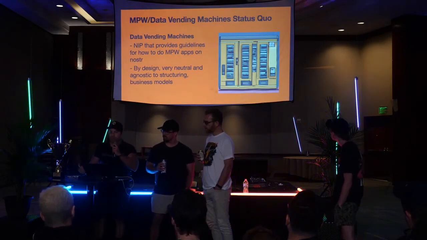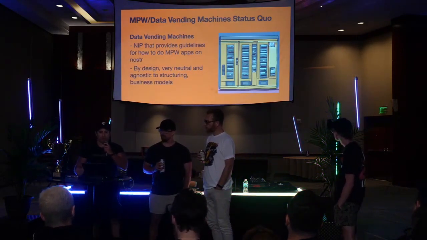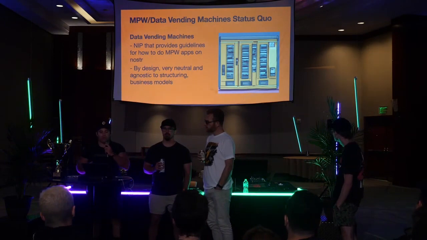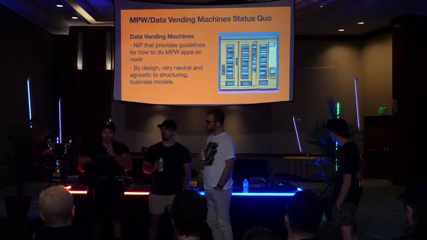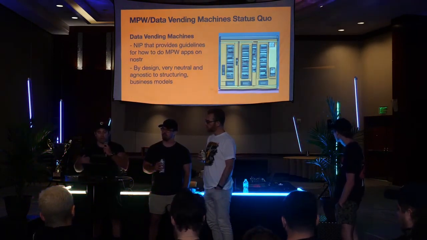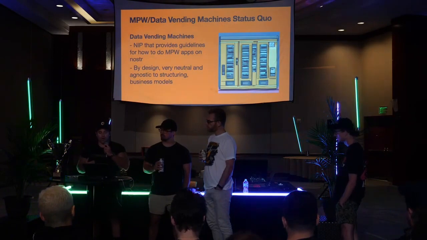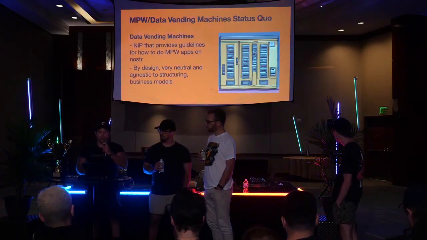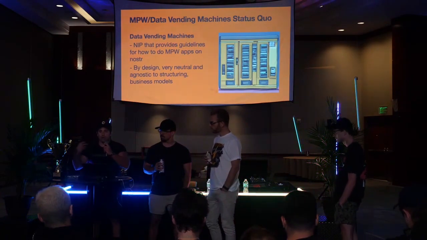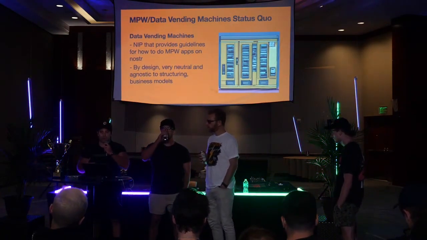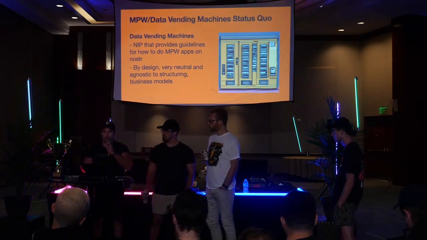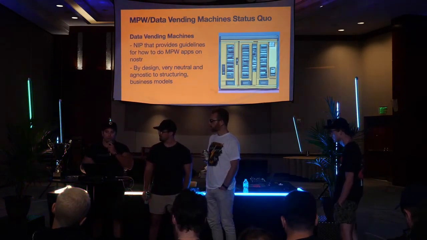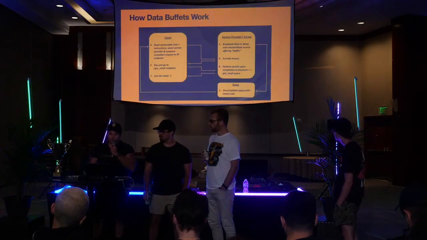Looking into the context, why did we build this? We looked at the data vending machine status quo, and that is a NIP that provides guidelines for how to do machine payable web, or machine-to-machine paid API requests on Nostr. By design, that NIP is very neutral and agnostic as far as structuring the requests and business models, and that's great. It's great that people are thinking about this, but we wanted to take it to the next level and really make something specific and standardized that people could actually build on.